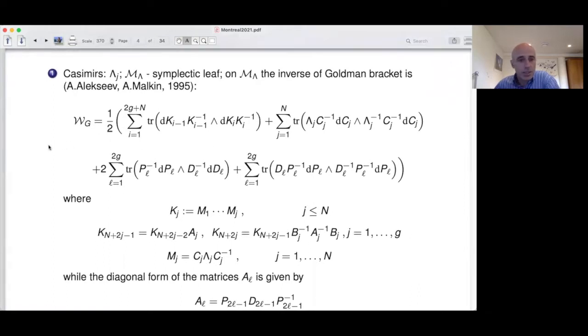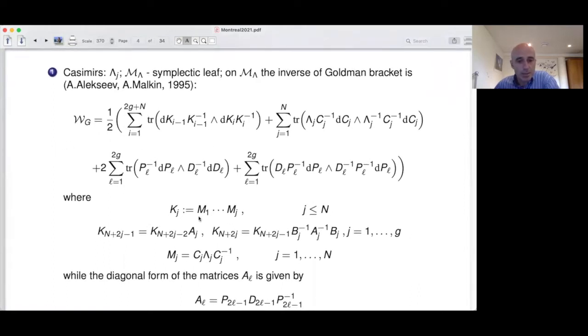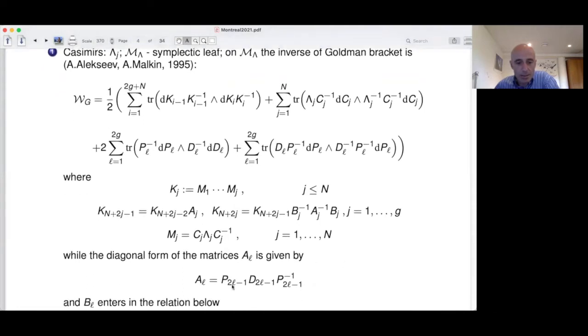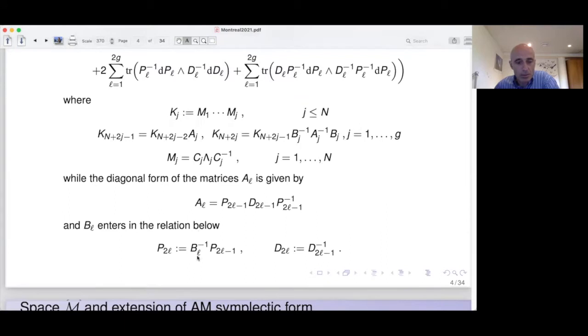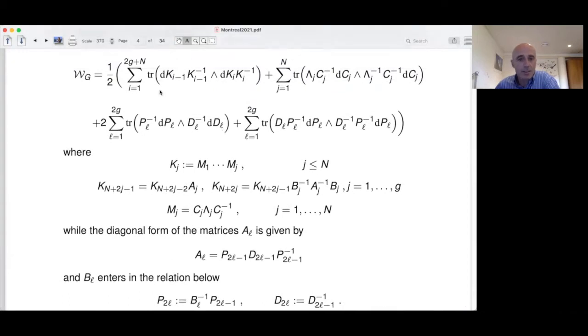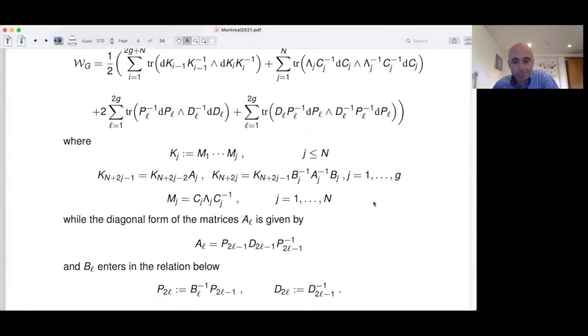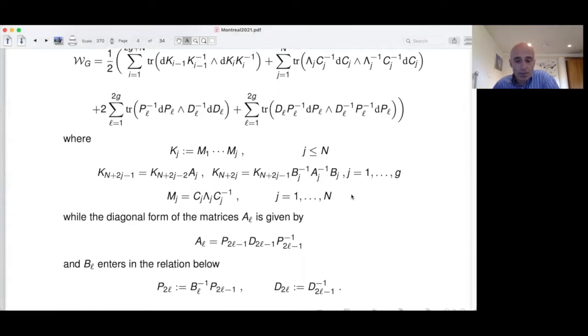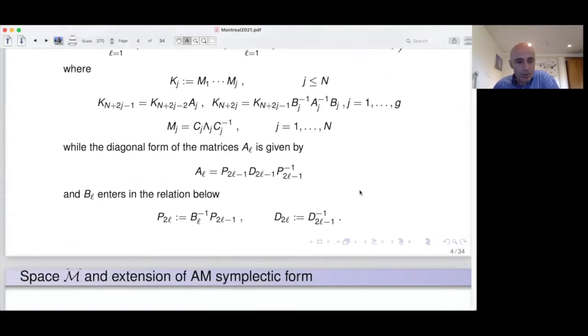You see, in principle the result is there, right? These M1, ..., Mj are monodromies around punctures, and the ALs and BLs are monodromies around alpha and beta cycles. Then one cooks various expressions here and arrives at this form. The structure looks a bit scary, but we are going to explain where it comes from. It's actually more or less natural. So that's the classical, 26 years old result of Alexeyev-Malkin.